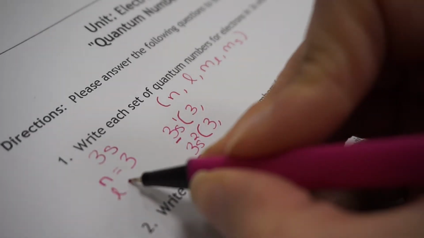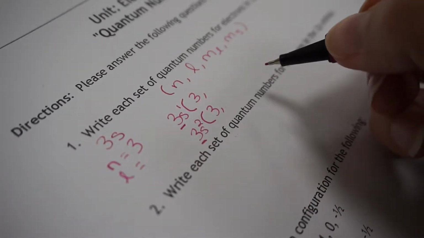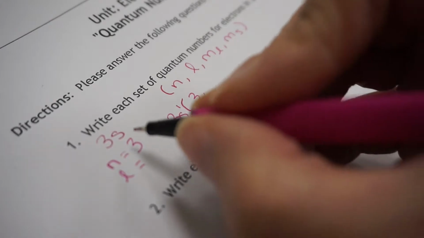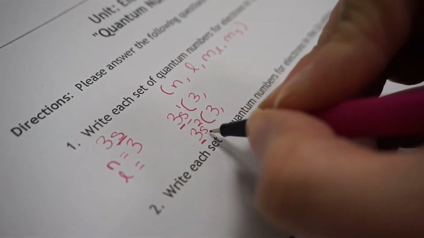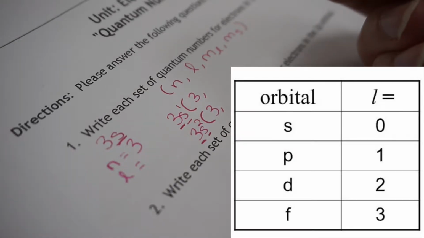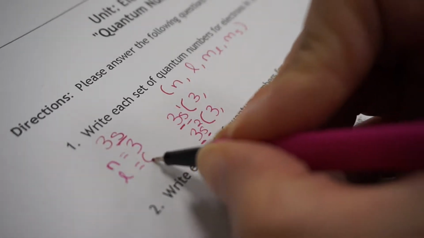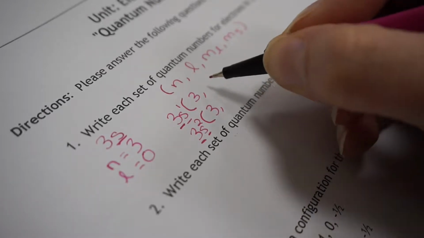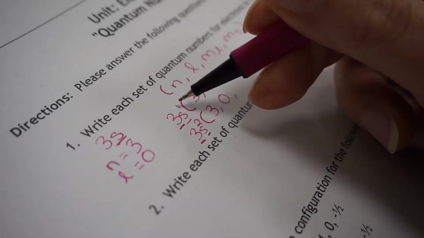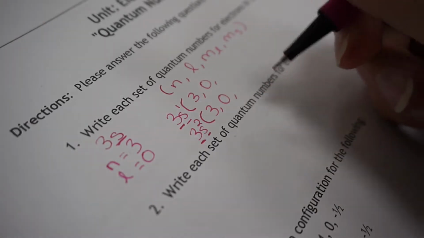Then the next value I need to find is L. If you'll remember in the notes that you should have written by now, in the PowerPoint, which is right above this video, to find L, you're going to look at the orbital, okay? S equals 0, P equals 1, D equals 2, and F equals 3. So since we are dealing with S both times, it's going to equal 0. So I'm going to go ahead and put that value right here. Both electrons, the first one and the second one in the 3s orbital, will have both the n and L values equal to each other.